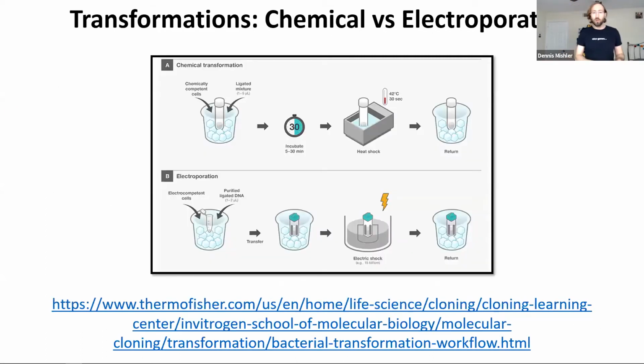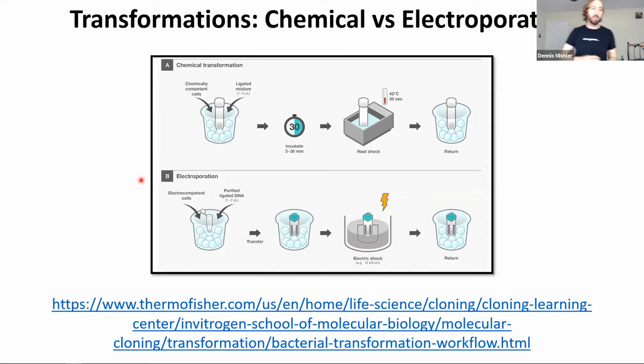So, transformation. This is how we're going to get our DNA inside the cells. And there's two main ways you can do this. One is going to be a chemical transformation, and the second one is going to be an electroporation transformation. So you can see up here chemical is A on the top and electroporation is B on the bottom, and we'll go through each of these real quick.